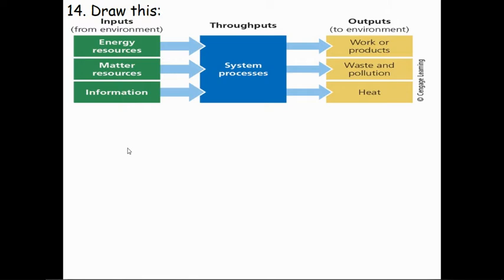And it says in the book here that outputs into the environment, outputs are going to be matter. So that would be like waste and pollution. Energy, obviously, would be the heat example. Information, actually, work or products too. So products could be matter. Work could actually be energy as well.